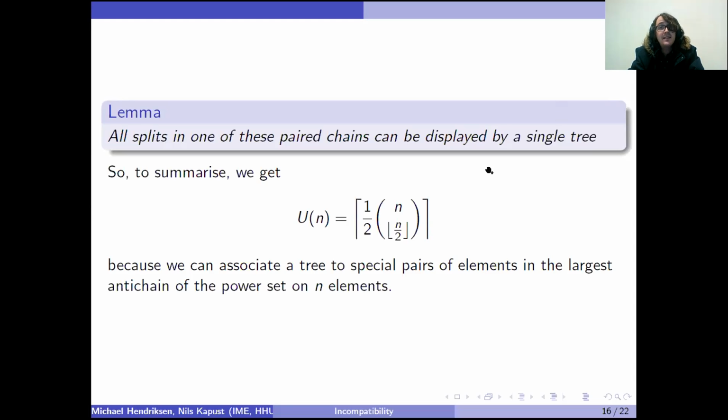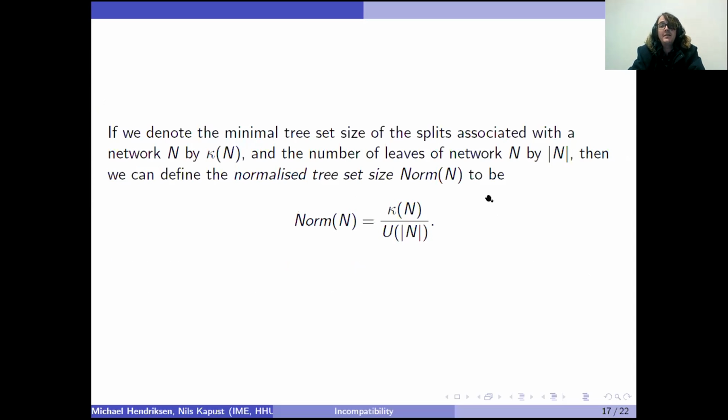So to summarize, we get this nice formula because we can associate a tree to special pairs of elements in the largest anti-chain of the power set on n elements, which is a bit of a mouthful, but I think is a quite nice and cute result. So jumping back to the original question on normalization, now that we know the worst possible number of trees you need to represent all splits, we can use that to normalize.